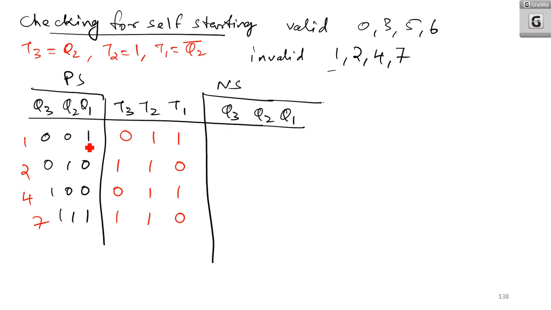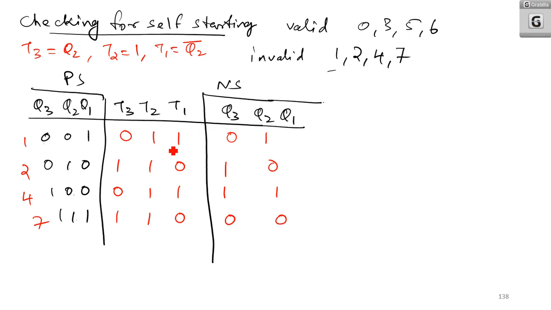Now let us see what happens. Here T3 is 0. If T3 is 0, it means no change; 1 means there is a change. So 0 will be changed to 1. 1, 0 means no change, so 1 stays 1. 1, 1 means 1 will be toggled to 0. Now what is Q2? T2 is 1, which means Q2 will be toggled. All values of T2 are 1, so the values of Q2 will be toggled. 0 will become 1, 1 will become 0, 0 will become 1, 1 will become 0. So T2 is ready.